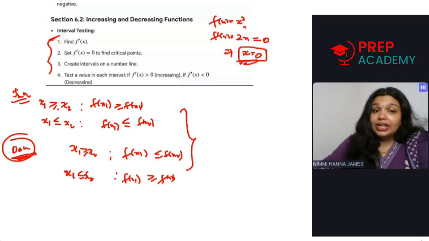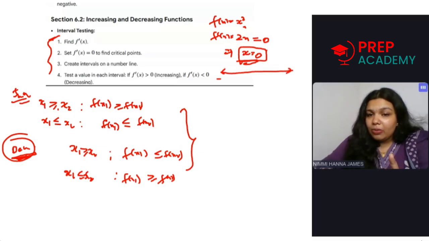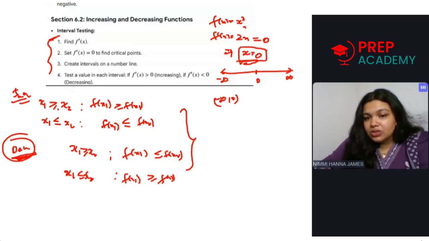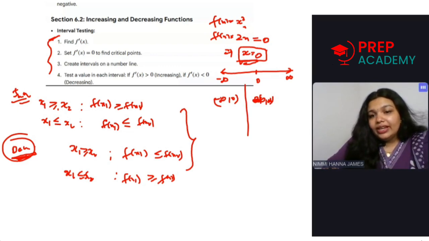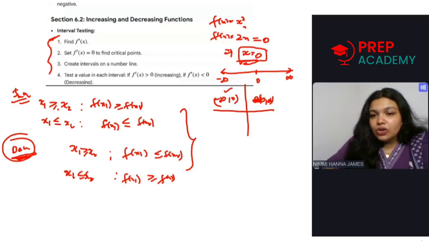After getting the critical point, we want to draw the number line. This is a number line from minus infinity to infinity, and we have to mark where 0 comes, maybe here. This critical point 0 divides our number line into two different intervals: minus infinity to 0, and 0 to infinity. There we want to check if the function is increasing in each of these.